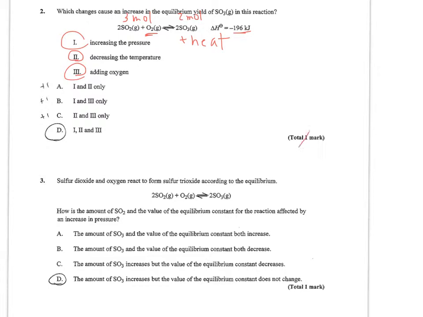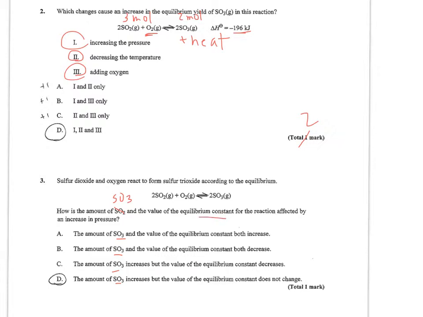And again, I'm going to make this a 2-mark question because if you recognized at least 2 of these as increasing it, at least you knew 2 of the 3. But in this case, all 3 are going to increase your yield. Number 3, sulfur dioxide and oxygen react to form sulfur trioxide according to the equilibrium. How is the amount of SO2 and the value of the equilibrium constant affected by an increase in pressure? And as most of you figured out, they actually mean SO3 here because that's what they use in each of the responses.